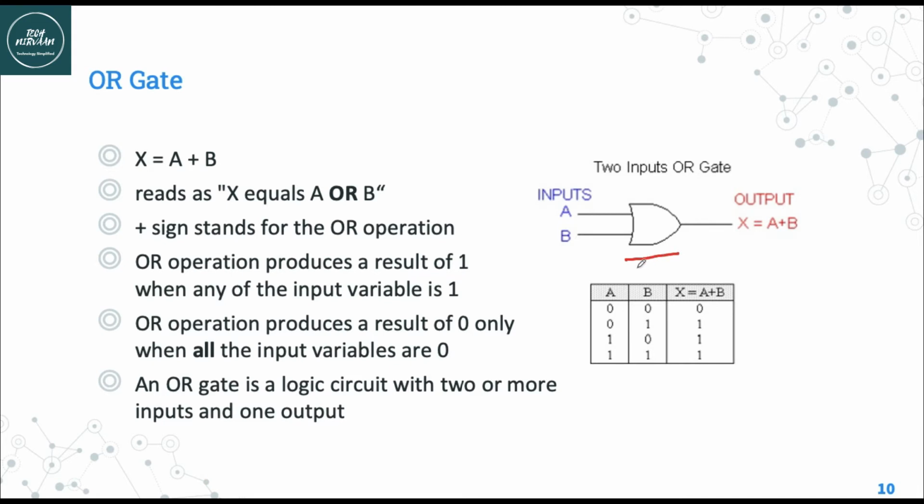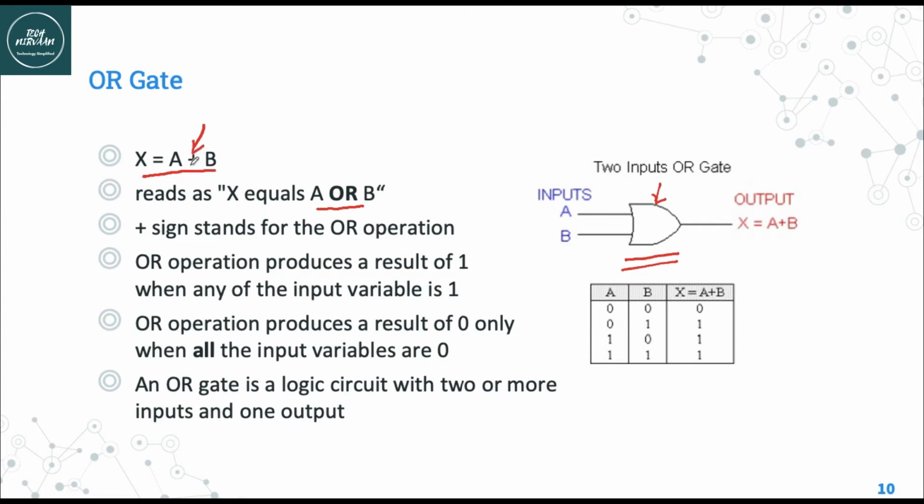So this is the symbol for the OR gate. This is a two input OR gate. A and B are input and X is the output. And this is the symbol which represents the OR gate. So the equation for the OR logic can be written like this. X is the output, A and B are the input. So X is equal to, here is the plus sign which indicates OR operation. X is equal to A or B. We can read it like X is equal to A or B.